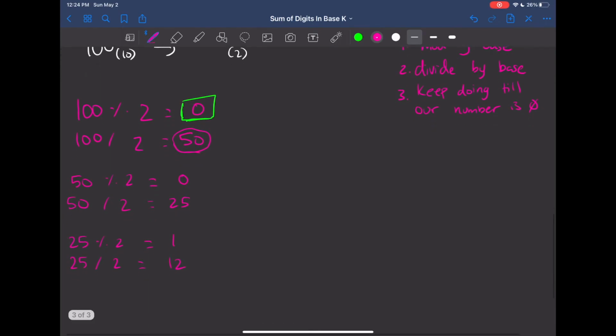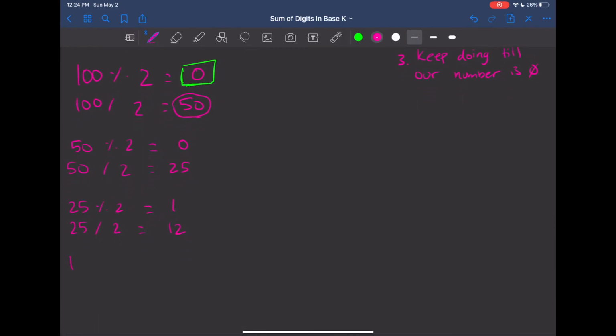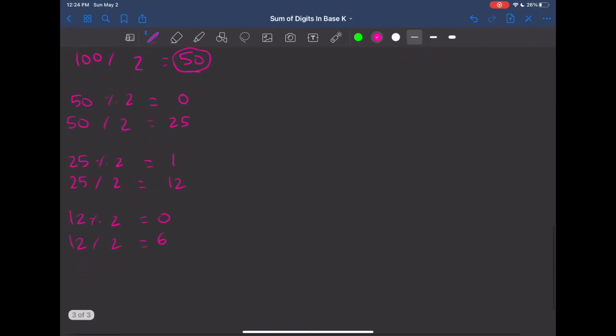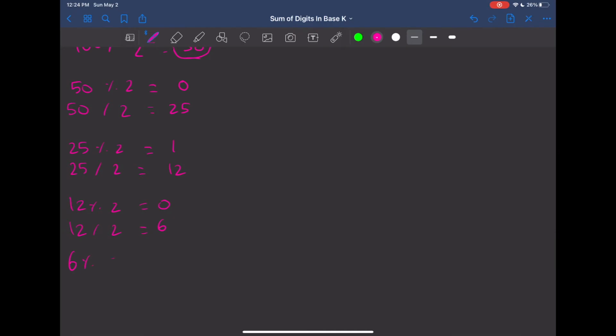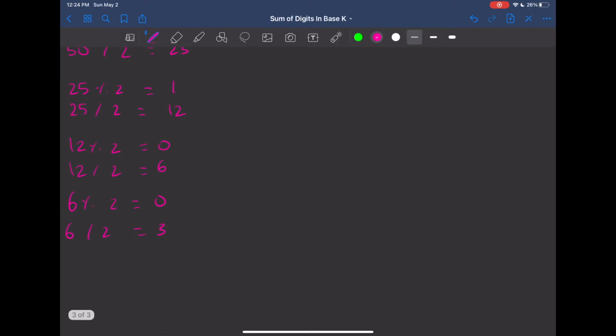Okay, so now we have 12 mod 2, and that gives us 0. And then we do 12 divided by 2, and that gives us 6. And now we do 6 mod 2, and this gives us 0. Then we do 6 divided by 2, and that gives us 3. We're almost there. Now we do 3 mod 2, and this gives us 1. Then we do 3 divided by 2, and this gives us 1.